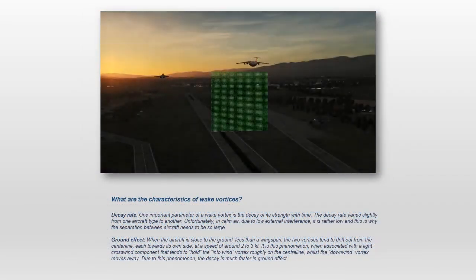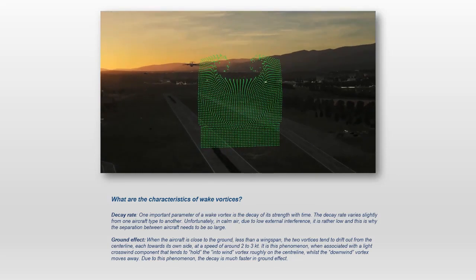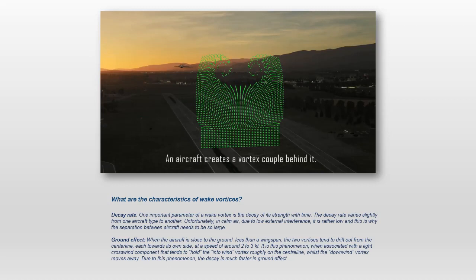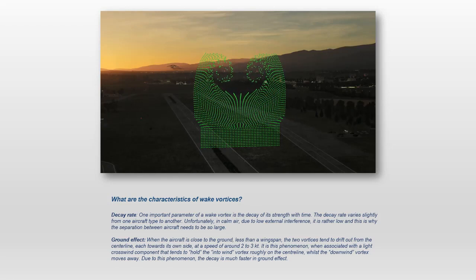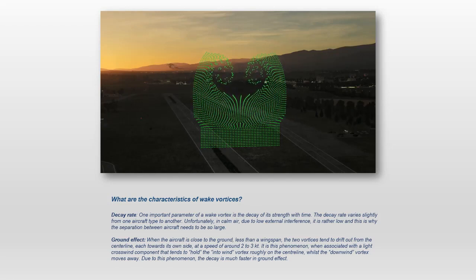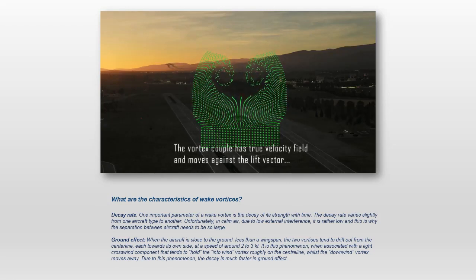What are the characteristics of wake vortices? Decay rate. One important parameter of a wake vortex is the decay of its strength with time. The decay rate varies slightly from one aircraft type to another. Unfortunately, in calm air, due to low external interference, it is rather low, and this is why the separation between aircraft needs to be so large.